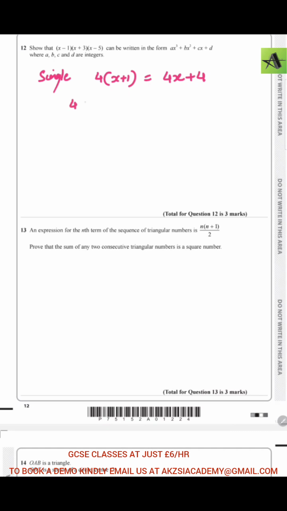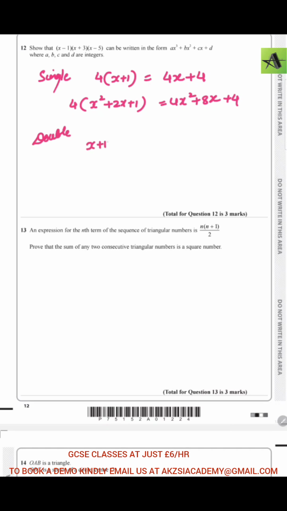Similarly, suppose inside the brackets you have 3 terms like this. So I can multiply this 4 with every term. So 4 times x squared is 4x squared. 4 times 2x is 8x. And 4 times 1 is just 4. And similarly, if there are n number of terms inside the bracket, you just have to keep on multiplying them. Moving on to the double bracket.